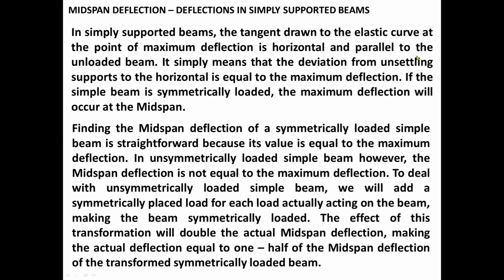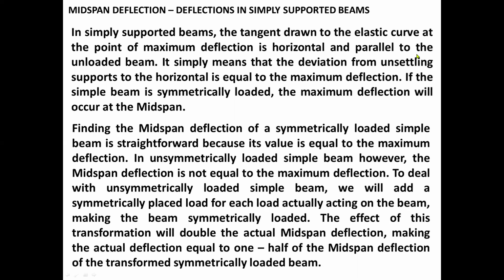Finding the midspan deflection of a symmetrical loaded simple beam is straightforward because its value is equal to the maximum deflection in unsymmetrical loaded simple beam. However, the midspan deflection is not equal to the maximum deflection. To deal with unsymmetrical loaded simple beam, we will add a symmetrical placed load for each load actually acting on the beam, making the beam symmetrical loaded. The effect of this transformation will double the midspan deflection, making the actual deflection equal to 1 half of the midspan deflection of the transformed symmetrical loaded beam.